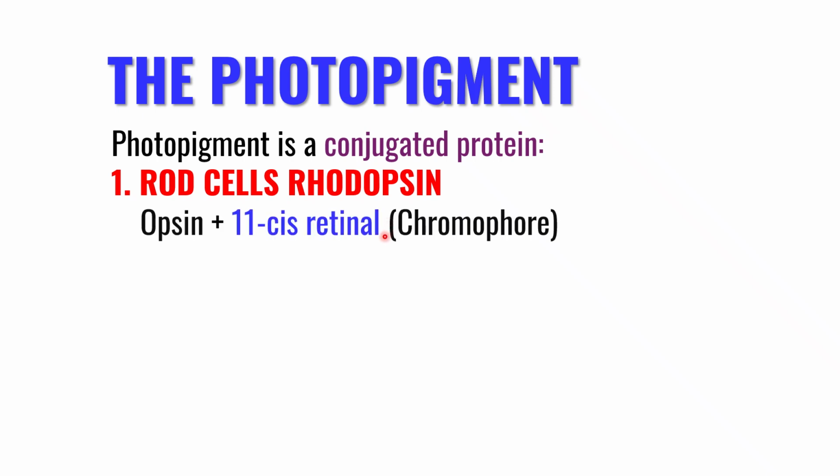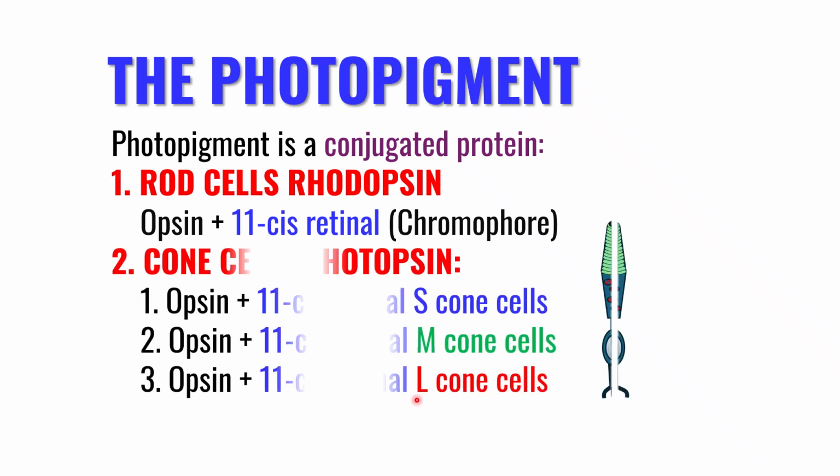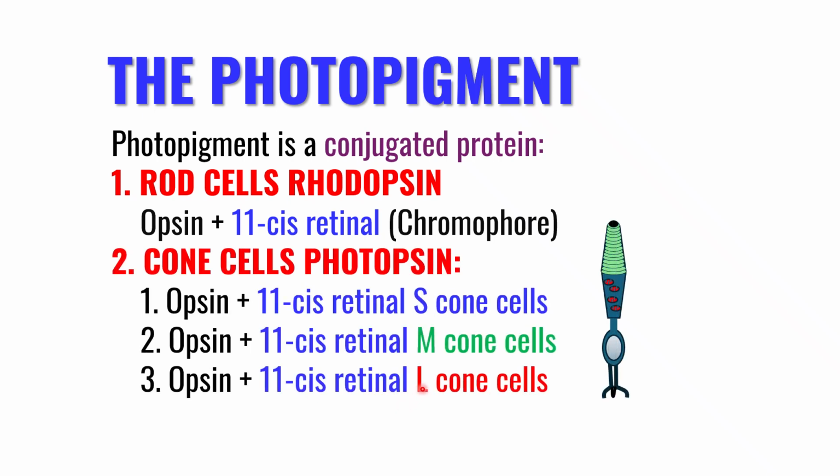The genes for opsin in M and L cells are located on the X chromosome. That is why males are more susceptible to develop red-green color blindness. The other point to note is that 11-cis retinal is derived from vitamin A, and therefore vitamin A deficiency is tied with vision problems in humans.